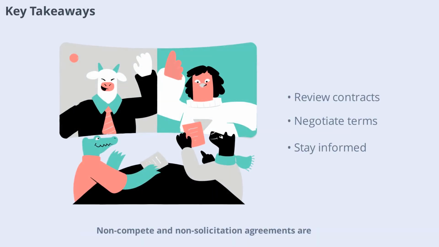Non-compete and non-solicitation agreements are powerful tools for protecting business interests, but they must be fair and reasonable. Employees should review contracts carefully, negotiate terms, and understand their rights. Employers should draft clear, compliant agreements and consider alternatives. Staying informed about laws and trends helps both parties avoid disputes and build strong relationships. Let's wrap up with practical tips for navigating these agreements.